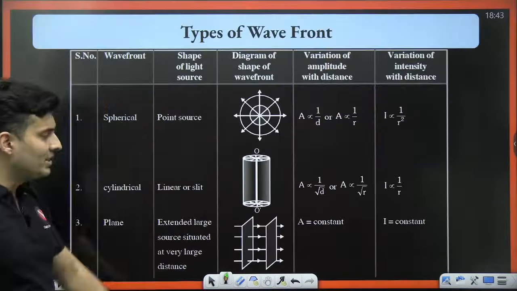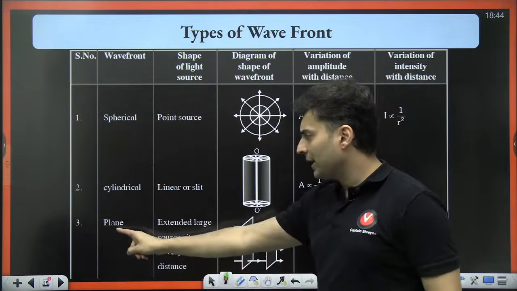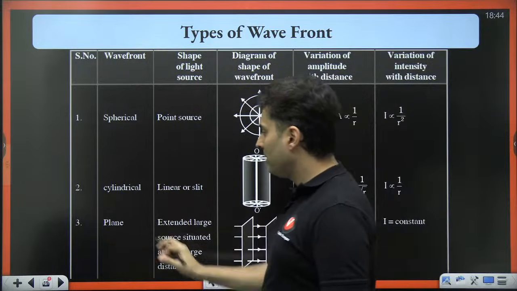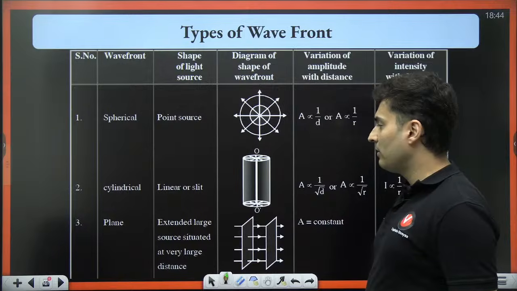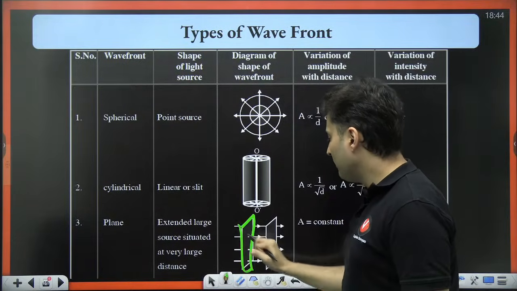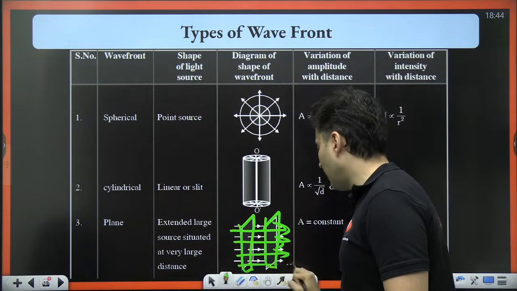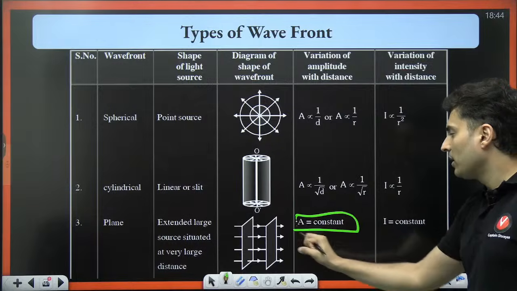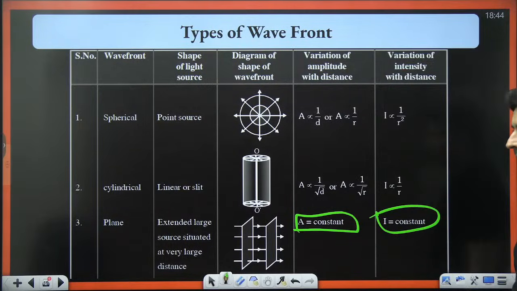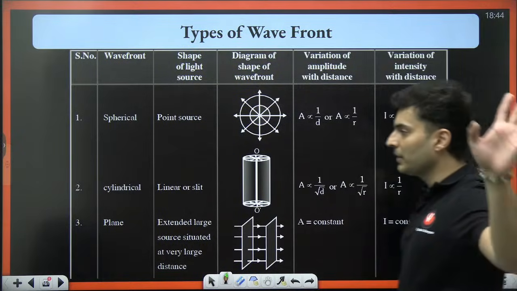So I have made a beautiful chart over here. So try to understand this. Starting off with a plane. If you have a plane source or plane wavefront, then you will see that the wavefronts go parallel to each other. The beam of light or the rays of light are also parallel to each other. You can see that right over here. The amplitude remains constant, and so is the intensity remaining constant.